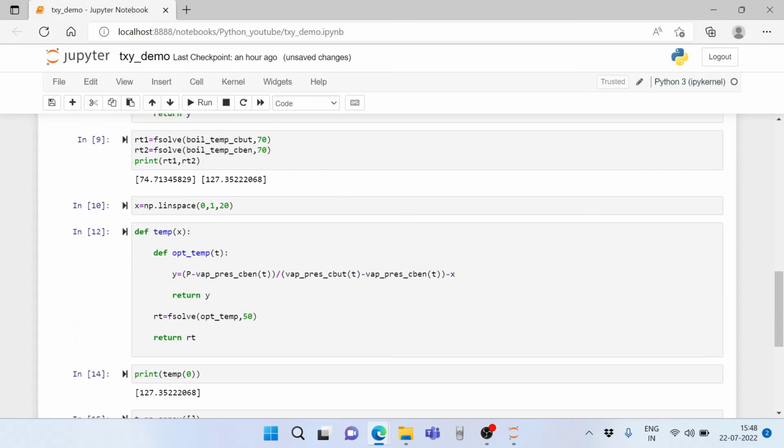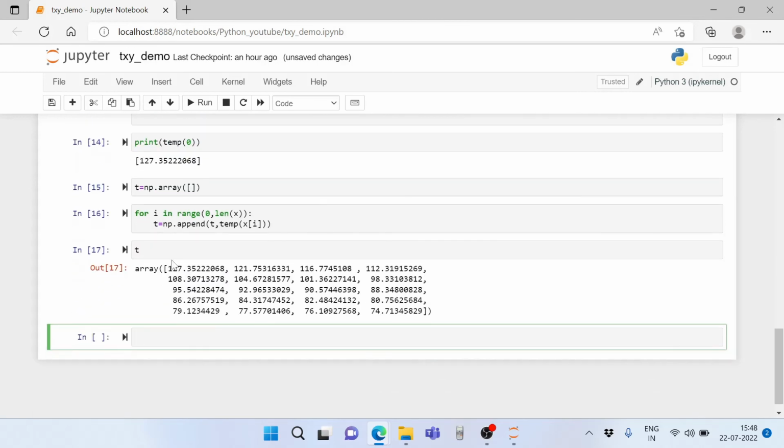All that needs to be said is that for zero concentration, that is for pure chlorobutane, the boiling temperature is going to be 74.1734, and for pure chlorobenzene it is going to be 127, and for all mixtures in between these concentrations, these are the temperatures.